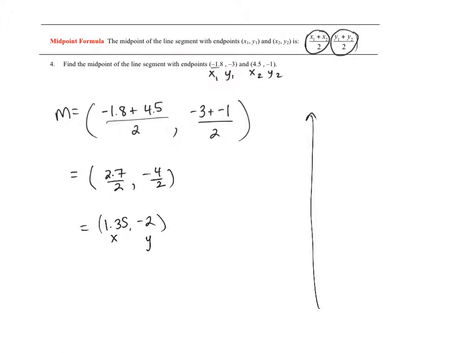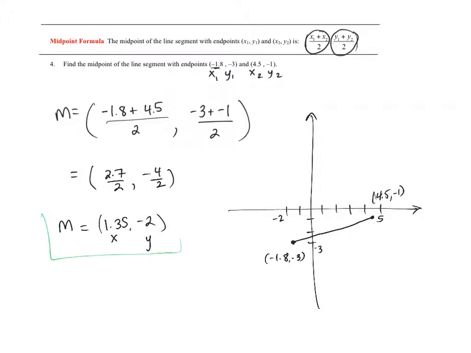And if we look at a picture of this, we can kind of verify that that makes sense. All right, our first point was at negative 1.8, so back about here, and then negative 3. So there's our first point. And our second point is 4.5 and negative 1, so we're right about there for our second point. And if we're looking at the midpoint, really halfway between those, this midpoint is at 1.35 and negative 2. So there's our midpoint.